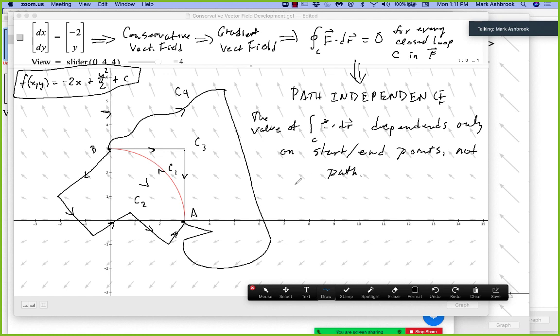So given a fixed starting point and a fixed ending point, every line integral from that starting point to that ending point will have the same value. And we just showed that that's a direct result. You can argue that pretty easily, like we just did, from the fact that every closed loop has to be 0. Okay, any questions on that?